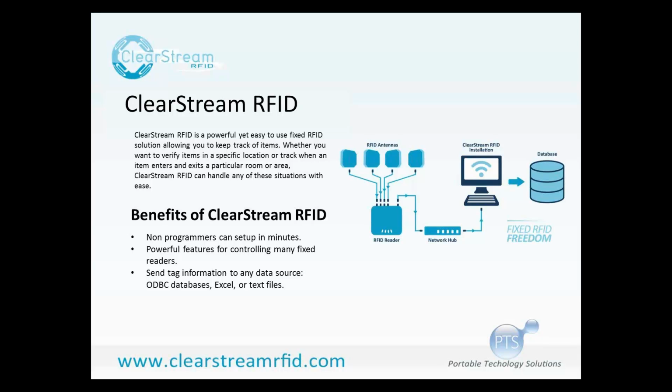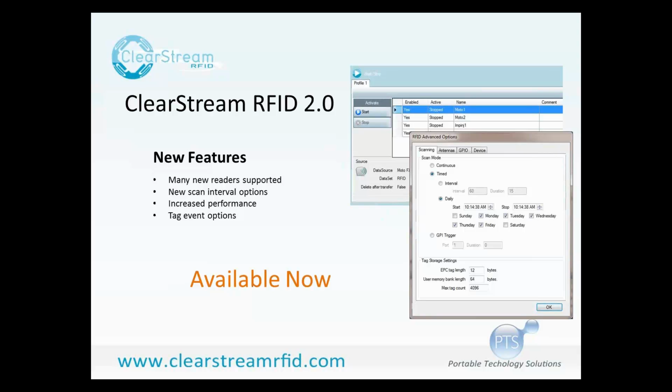Okay? So before I jump into the demonstration, I'll talk a little bit about ClearStream RFID 2.0, which is now available. It has many new features. The biggest feature of all is the new readers that are supported. But there are also new options for scan intervals. There's increased performance in submitting to the database or back-end system that you're mapping these readers to, as well as new tag event options, so that with supported readers you can trigger tag information to be sent based on when a tag is inside or outside of the field of view of an antenna.